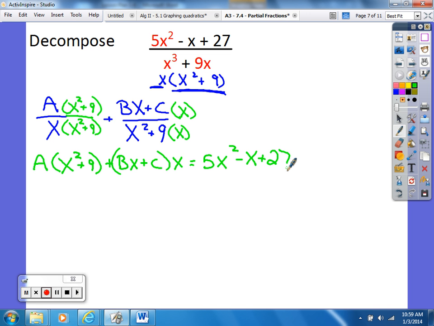Now, on these ones, whenever I have these x squared terms in here, or I have a bx plus c, I actually like to distribute. That usually helps me out a little bit. So what is a times x squared? What is a times 9? Bx times x? C times x? Dx, right?